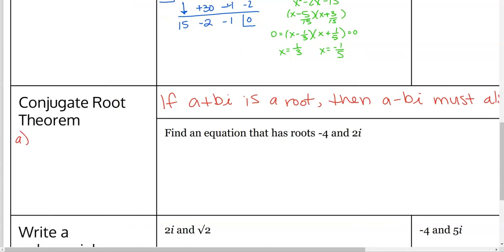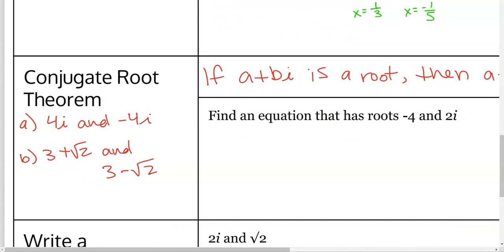So that means if I had 4i as a solution, what also had to be a solution? We had to also have negative 4i. Okay. What if I had 3 plus the square root of 2? What had to also be an answer? 3 minus square root of 2. So it comes with i's, which also comes from square roots. So if we have an i or a square root involved, there has to be two answers, a positive and negative of the two.